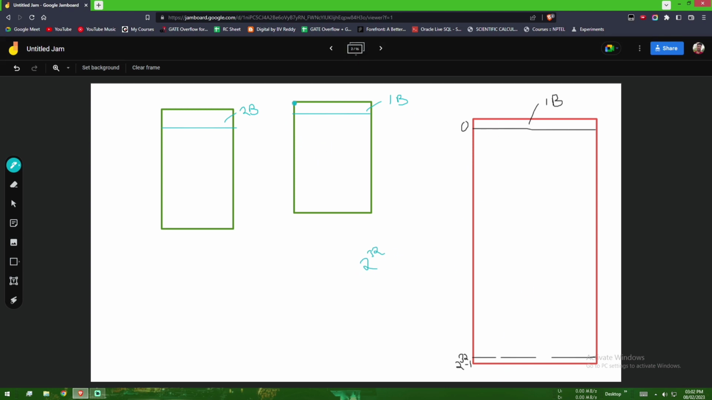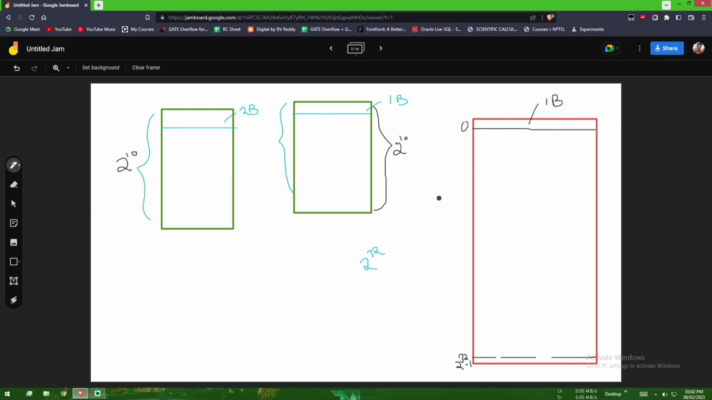I have taken two chunks here, this is one chunk, and this is another chunk. You may not get why I am doing this right now, but you will get it after we are done with multi-level paging. So let's understand the basics of why we are doing this. I am considering that there are 2 power 10 entries in one of these chunks, and also 2 power 10 entries in this chunk.